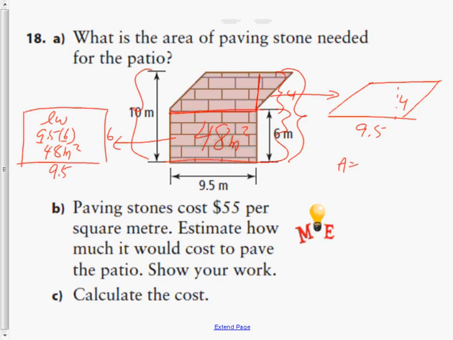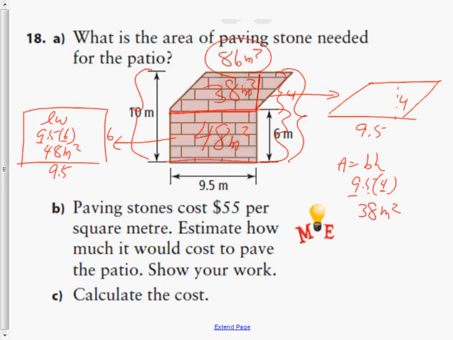Area of a parallelogram is base times height, so it's 9.5 multiplied by 4. 9 times 4 is 36. Half times 4 is 2. 36 and 2 is 38 meters squared. So I'll put that in here. And therefore, our answer for that is 86 meters squared, because I'm going to add those two together. So our answer is the paving stones for that patio will require 86 square meters of paving stones.